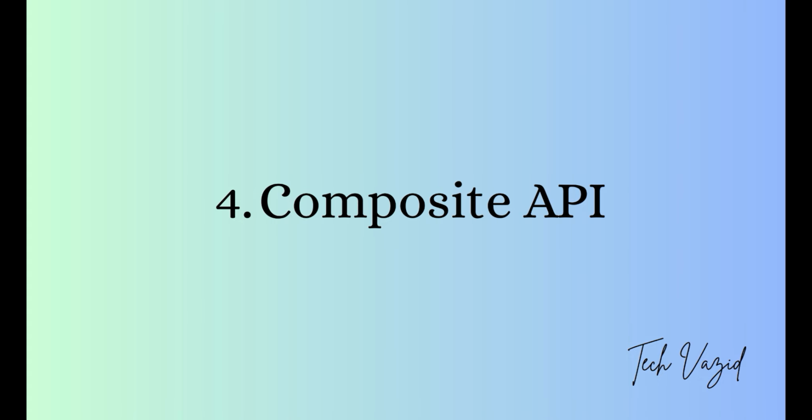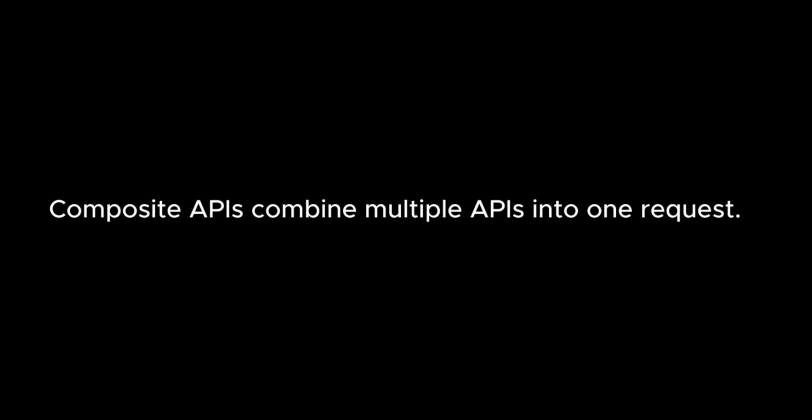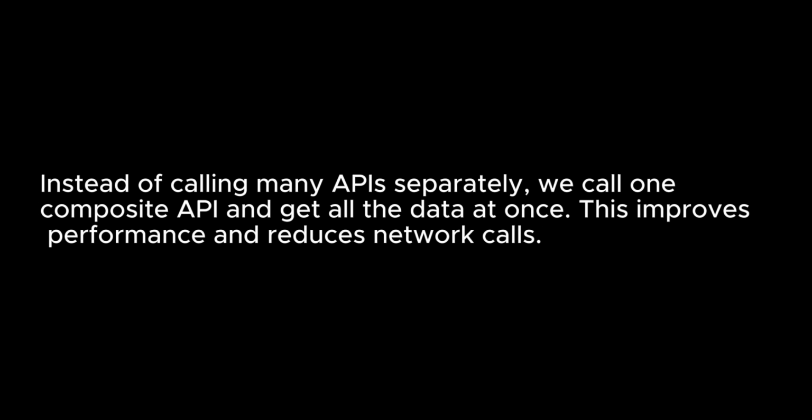The fourth type is Composite API. Composite APIs combine multiple APIs into one request. Instead of calling many APIs separately, we call one composite API and get all the data at once. This improves performance and reduces network calls.